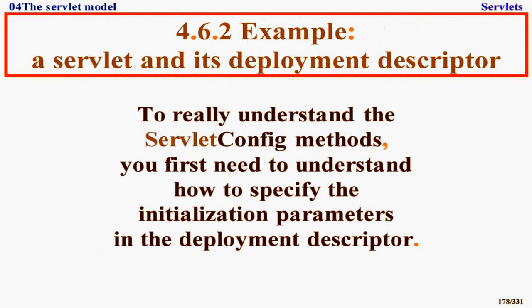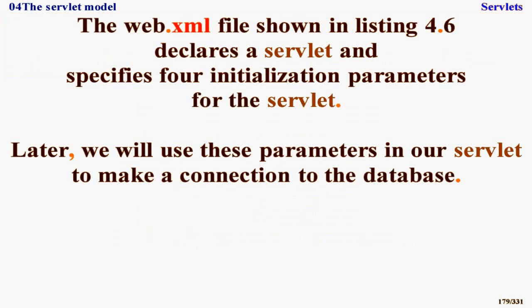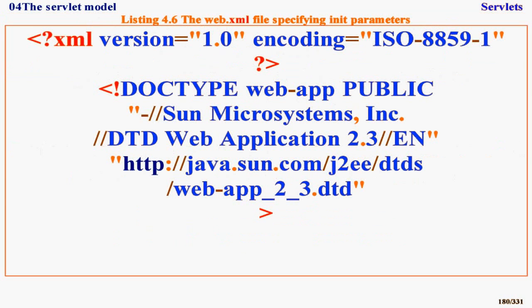4.6.2 Example: a servlet and its deployment descriptor. To really understand the ServletConfig methods, you first need to understand how to specify the initialization parameters in the deployment descriptor. The web.xml file shown in Listing 4.6 declares a servlet and specifies 4 initialization parameters for the servlet. Later, we will use these parameters in our servlet to make a connection to the database. Listing 4.6: The web.xml file specifying init parameters.